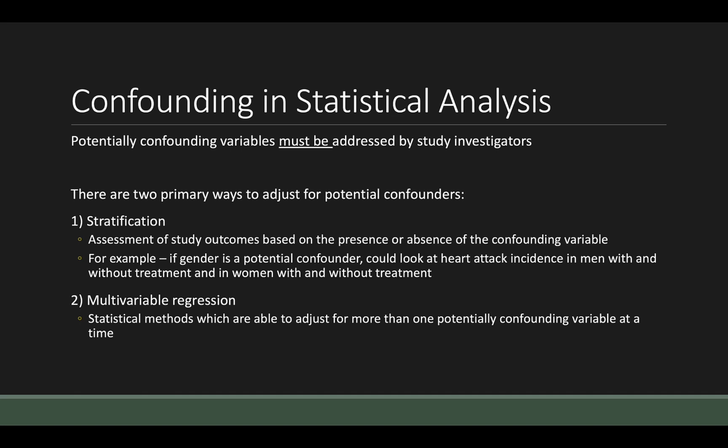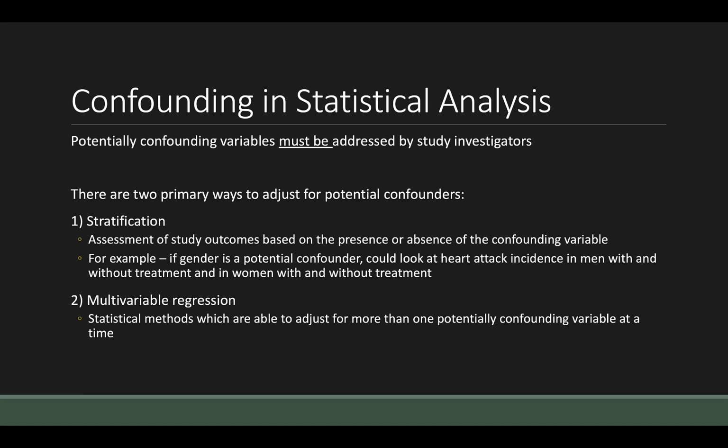Once you identify potentially confounding variables in your study based on baseline characteristic assessment, you must address them statistically, or else the association that you observe between your exposure and your outcome will not be the true association. There are two primary ways to adjust for potential confounding variables. One is stratification, which involves assessment of study outcomes based on the presence or absence of the confounding variable.